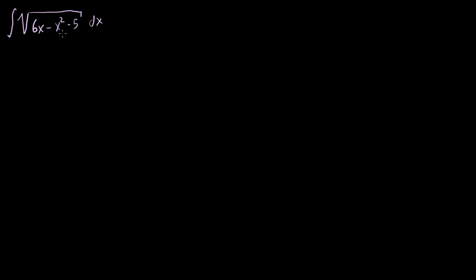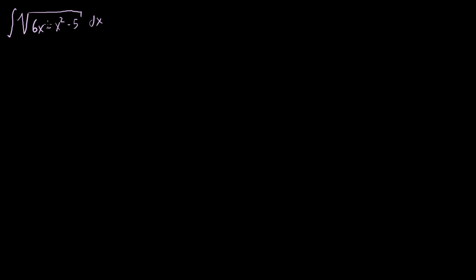Let's say we have the indefinite integral of the square root of 6x minus x squared minus 5. Obviously, this is not some simple integral. I don't have just this expression and then its derivative lying around, so u-substitution won't work. And so you can guess from just the title of this video that we're going to have to do something fancier, and we'll probably have to do some type of trig substitution.